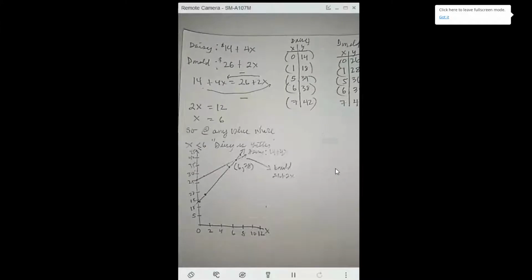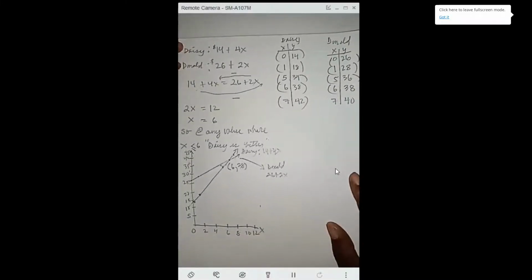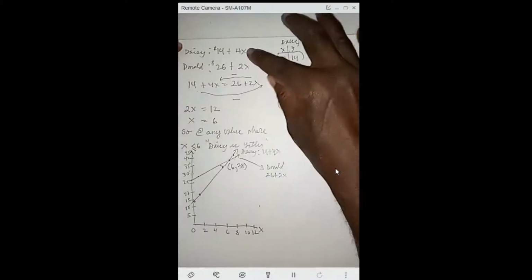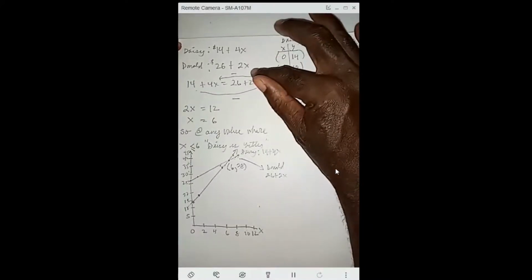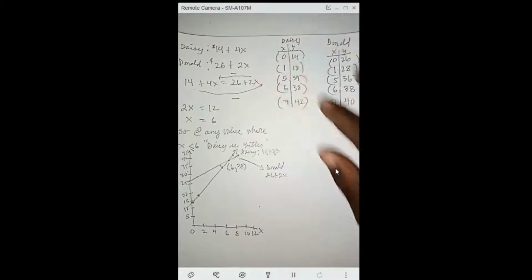So here's the worked out solution. We have the two equations that I just spoke of. $14 plus 4x, $26 plus 2x, where $14 plus 4x is $4 per person, and $2 per person here. Simple equation. We work it out as such. We come up with x equals 6, which tells us the value at which these two equations meet.